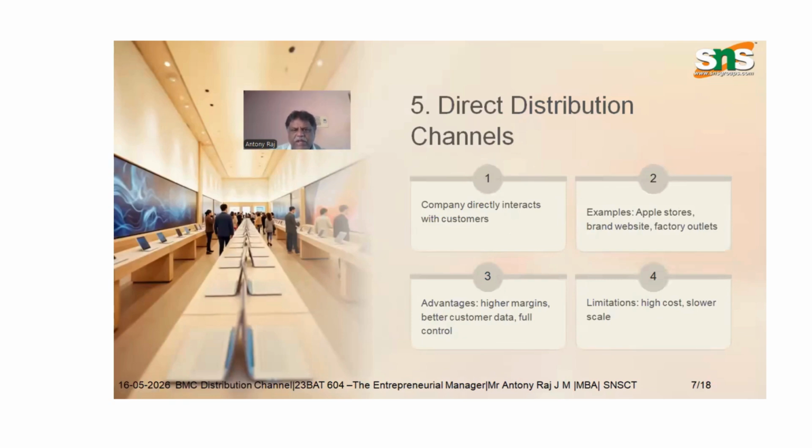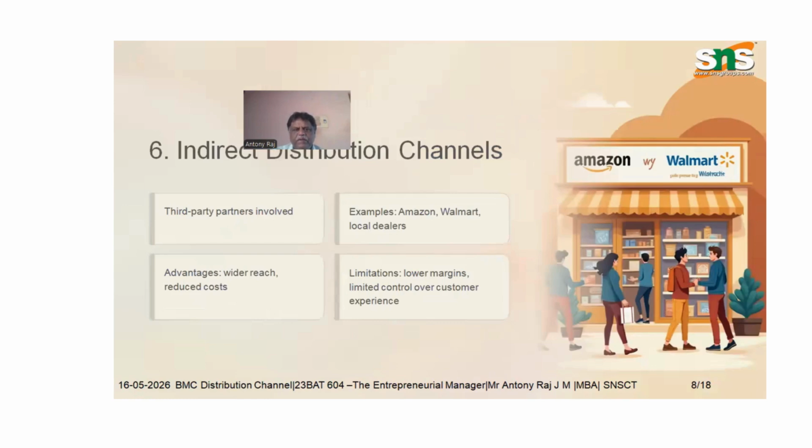When you talk about the direct distribution channel, for example, the Apple Store is a direct distribution channel. Now, what are the advantages? Higher margins for the organization and full control, because we are not going through any intermediary like a retailer or distributor. But what are the limitations? Scale. You cannot open each and every store. Scale is going to be slower, and the cost is also definitely going to be higher.